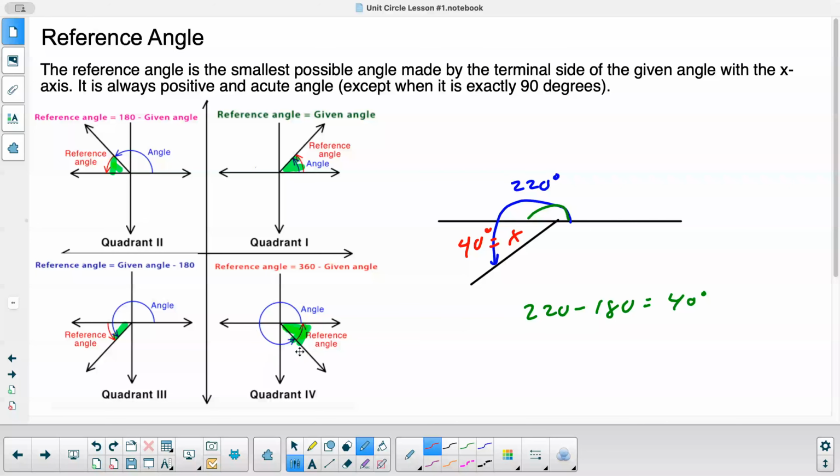Okay, and then over here in quadrant 4, it's how much shorter you are from a full circle. So a full circle is 360. So you just subtract 360 minus your given angle. Okay, but it's basically just geometry, adding angles.